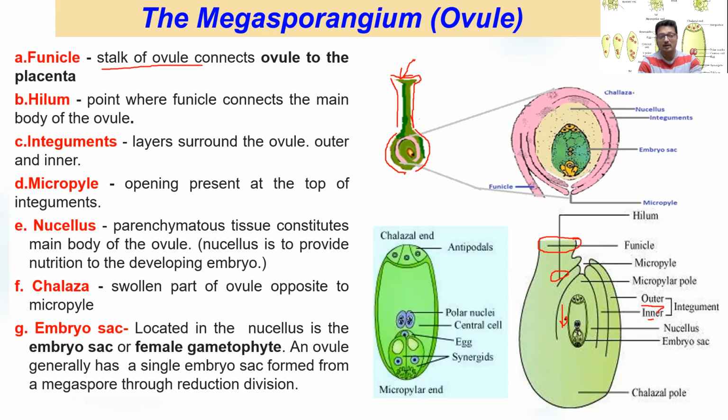We'll read about these nucellar cells as well. What special role do they play? Basically, they provide nutrition to the developing embryo. Then there is a chalaza. Chalaza is the swollen part of ovule opposite to the entry portion. The entry portion is micropyle. It is the micropyle, guarded by integuments a bit, and the opposite portion is chalaza.